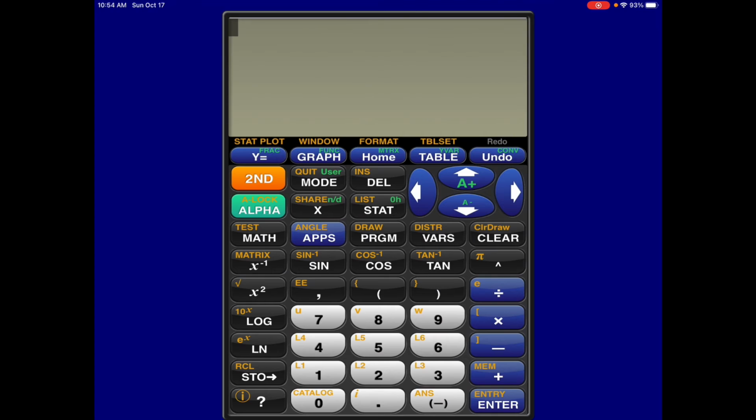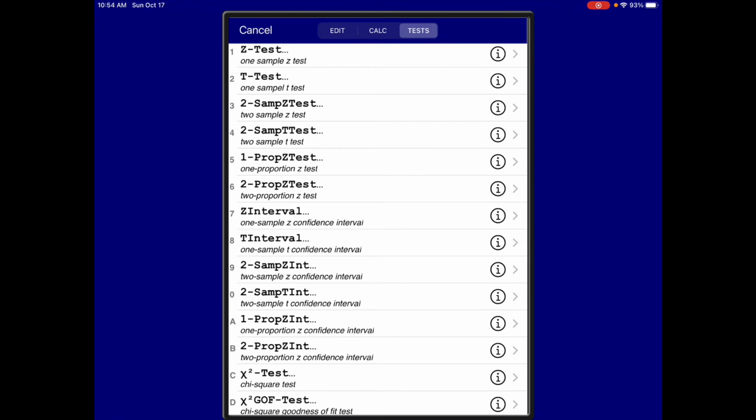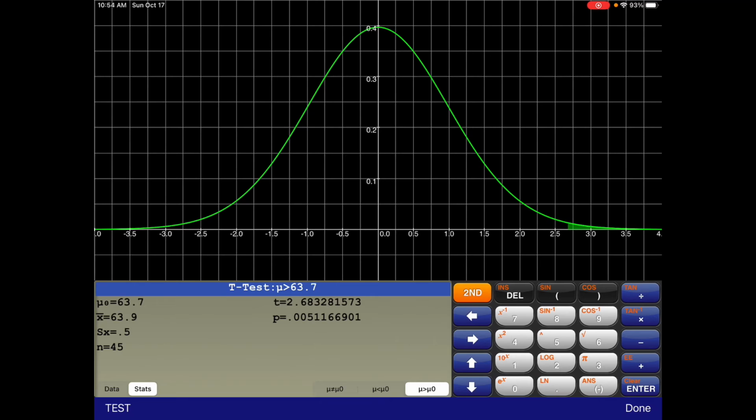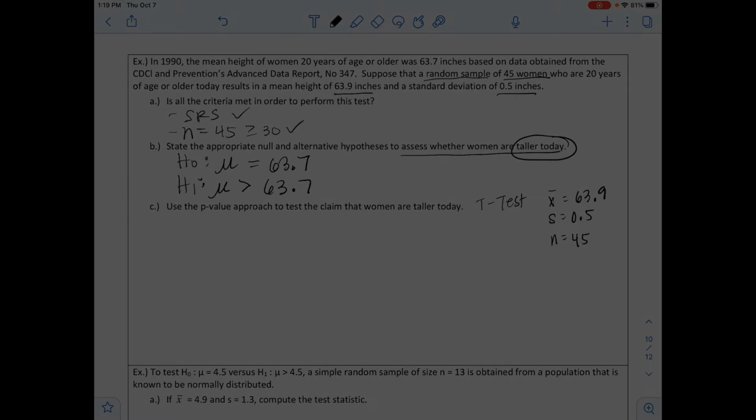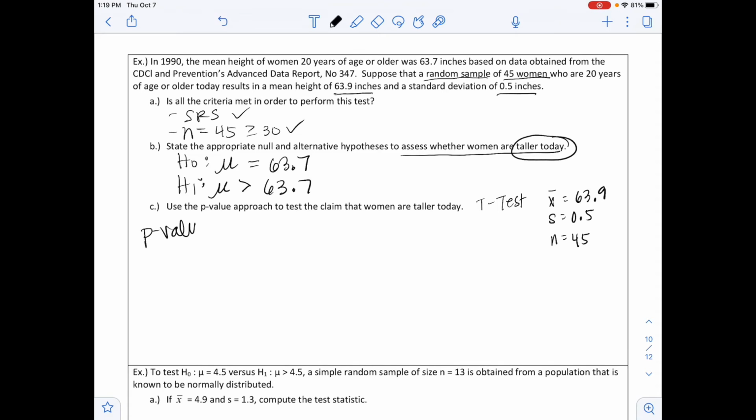On your graphing calculator, go to Stat, Test, T-Test, and you need to enter in mu naught, x bar, Sx, and n. And then your alternative hypothesis is going to be greater than, so make sure that you have mu greater than mu naught. From this, you'll get your p-value. Again, remember rounding to 4 decimal places because it's a probability, and we'll get a p-value equal to 0.0051. And we need to compare this to alpha.